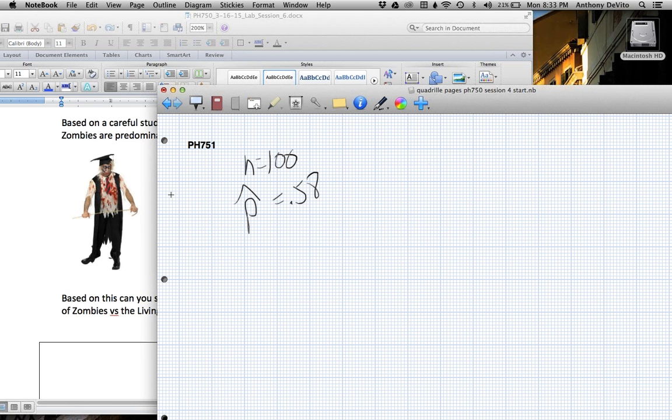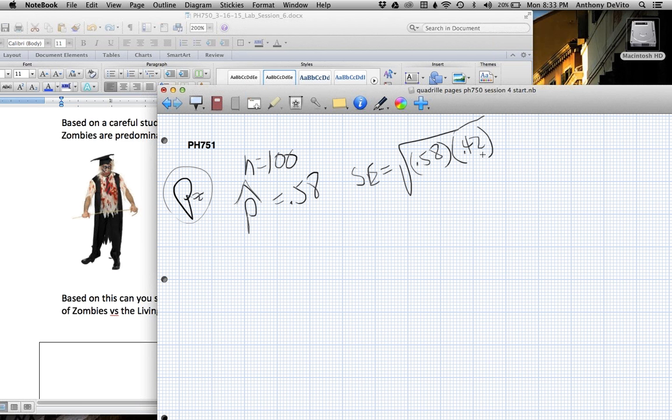We don't know P. We don't know P zombie, I'll call that PZ. There's a special symbol for that, you'll find it in the literature, PZ, the true proportion of zombies in the population. So we don't know what that is, but we know P cap from our sample of 100 zombies is 58% of them were male. Okay, so what is our standard error going to be? Standard error is going to be equal to the square root of P times 1 minus P, but the closest we can get to it is 0.58 times 1 minus P, 0.42.